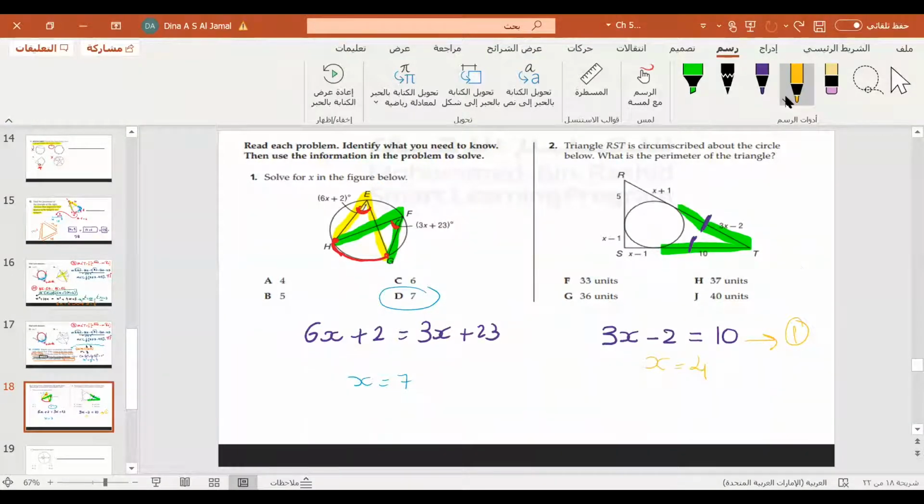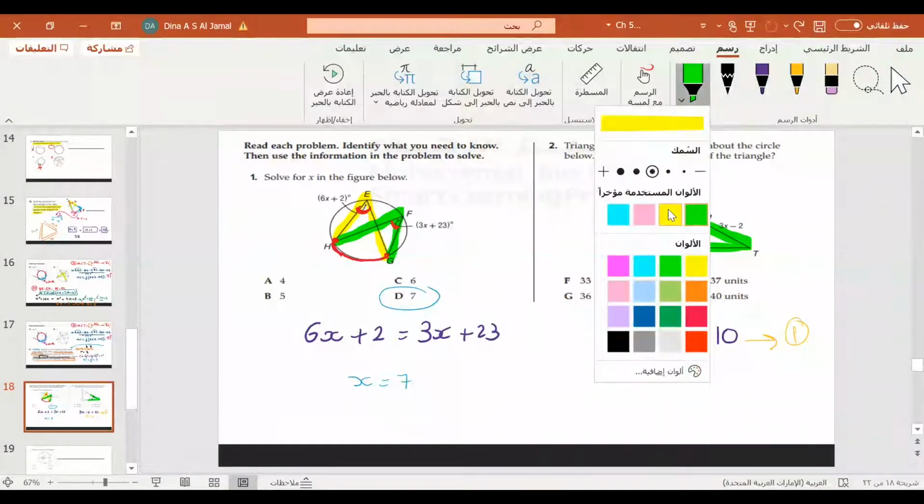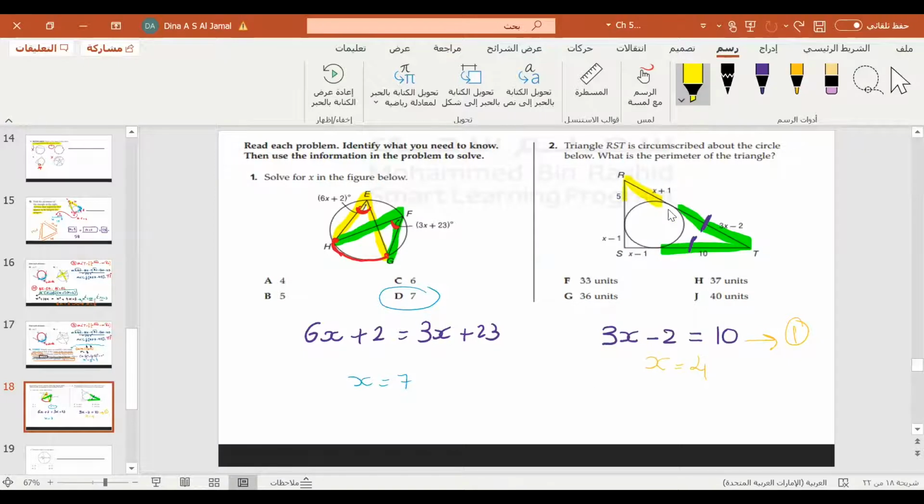Now let's go to the other part. Let's check all of them. Let's go to this external point, R. That means you have two other congruent sides. X plus 1 equal to 5. And if you solve it, you will have x equal to 4. Good.